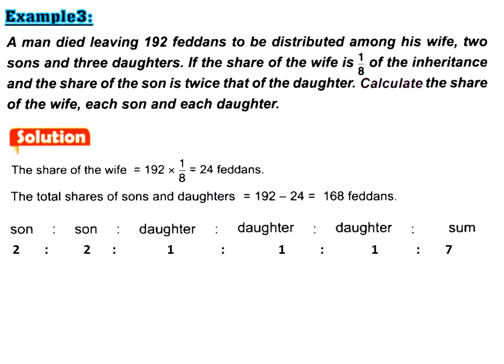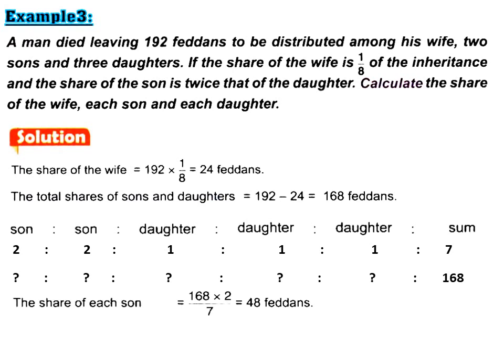So I will put the total shares of sons and daughters, which equal 168, under the term of sum. I will put a question mark under each son and each daughter. By using cross multiplication, I get the share of each. If I get the share of the first son, the second son has the same share. So 2 times 168 divided by 7 is 48.